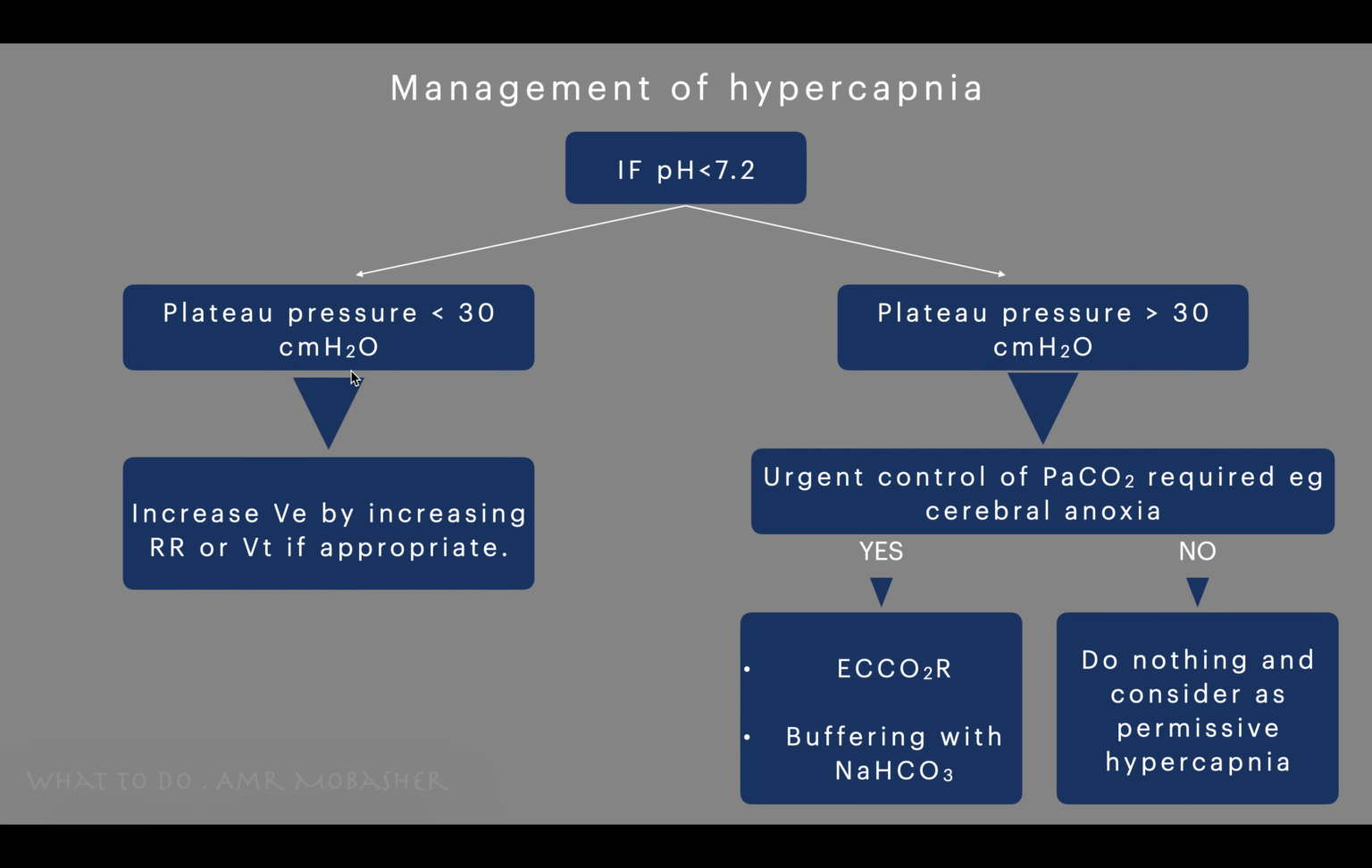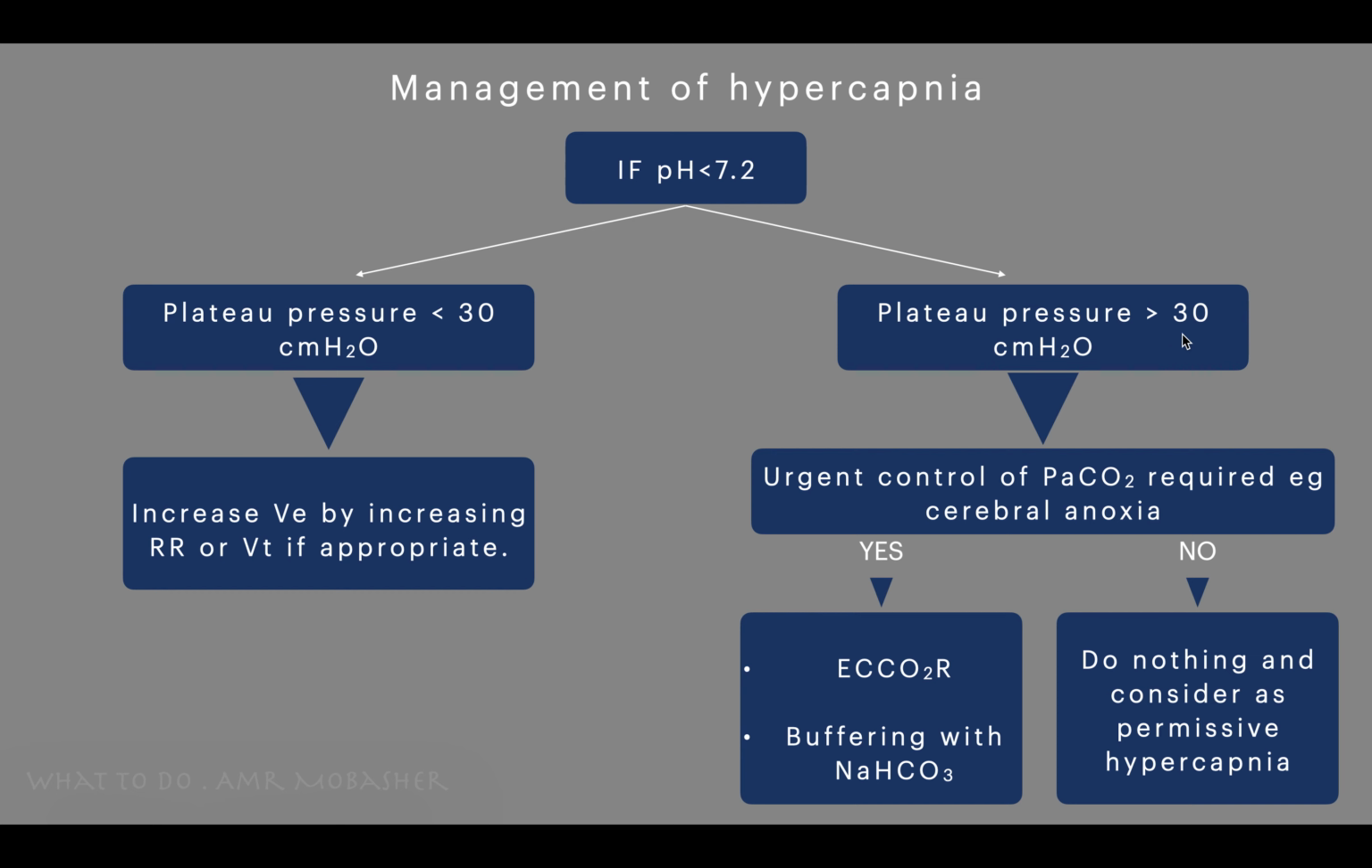improve the pH. By that time, just increase the minute ventilation by increasing either respiratory rate or tidal volume, whatever. Push more air inside as long as the plateau pressure is below 30. I am away from the barotrauma risk. The situation is going to be more difficult if the pH is below 7.2 and plateau pressure is above 30 centimeter water. That means you don't have any room to add any additional air inside the lungs.